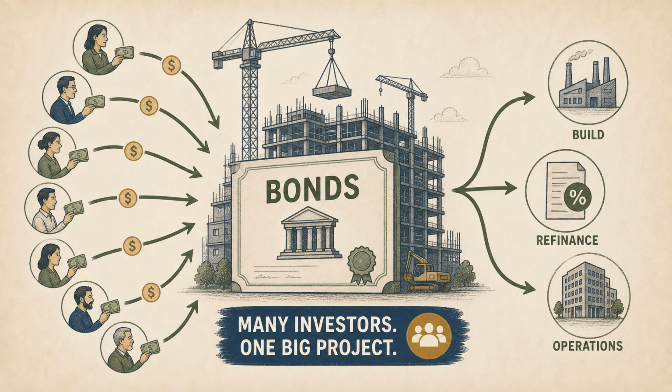Borrowers use bonds to raise large amounts of money. A company might need cash to build factories, refinance old debt, or fund operations. A government might borrow to pay for projects and public spending. Instead of getting one huge bank loan, the borrower can borrow from many investors at once.